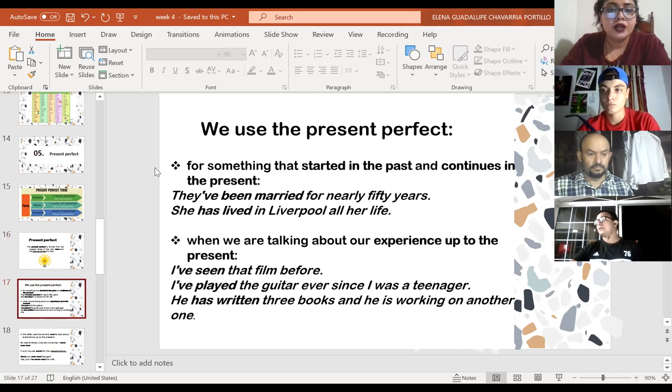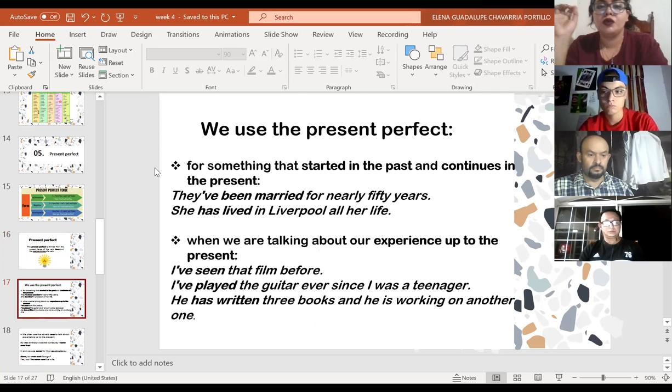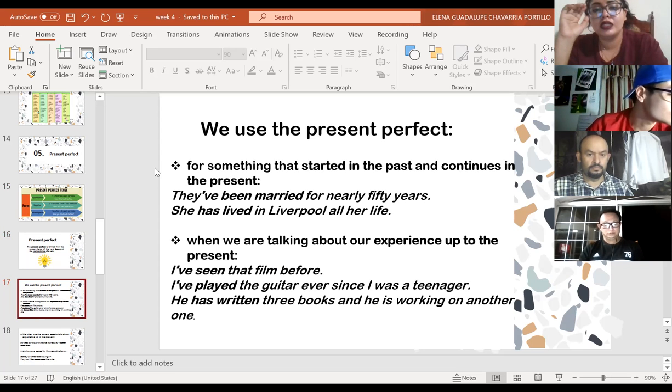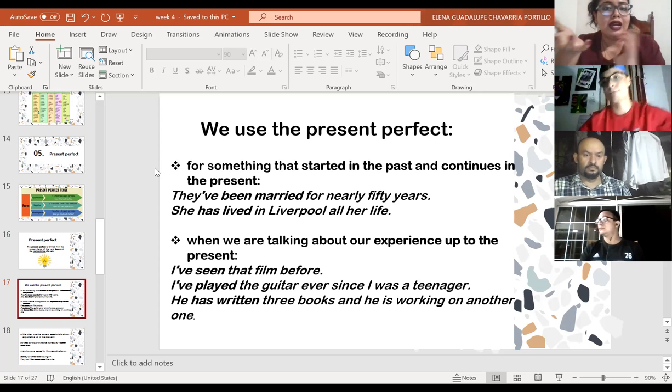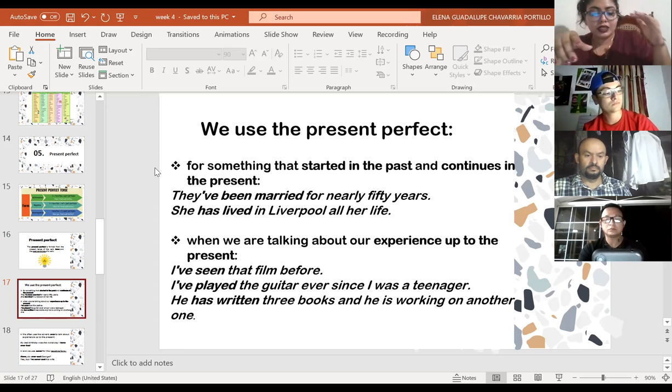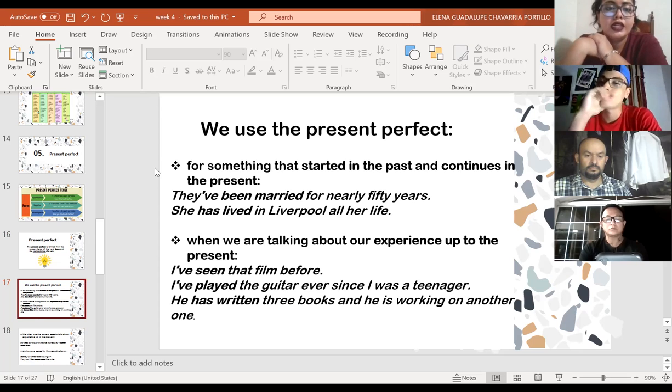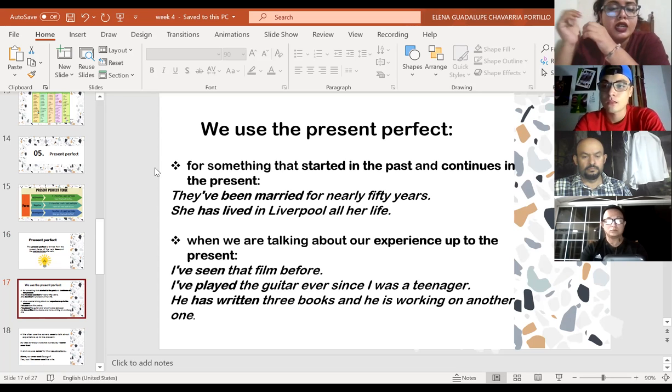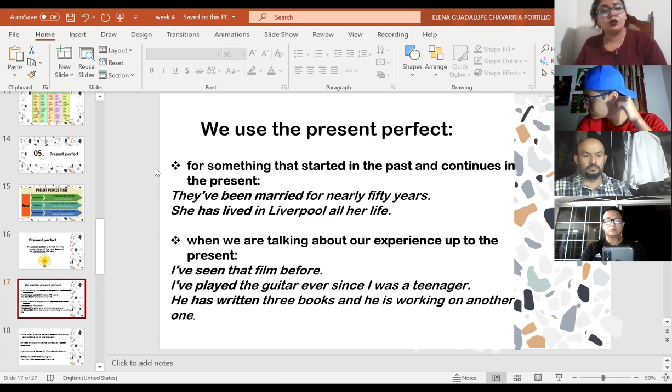We use, ¿cuándo lo utilizamos? We use the present perfect, one, for something that started in the past and continues in the present. Por algo que empezó en el pasado y que aún continúa en el presente. Acciones que se realizaban en el pasado, pero que aún se siguen realizando. They have been married for nearly 15 years. She has lived in Liverpool all her life. Ellos han estado casados por al menos 15 años. Ella ha vivido en Liverpool toda su vida. Algo que inició en el pasado, pero que todavía continúa.